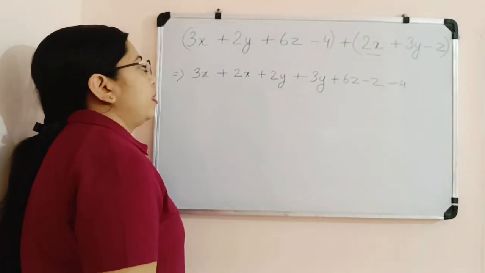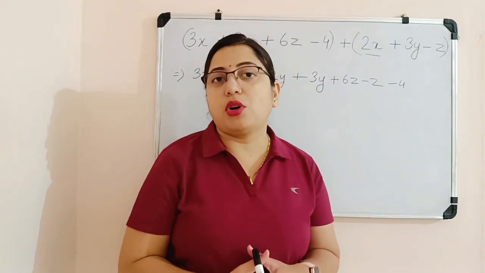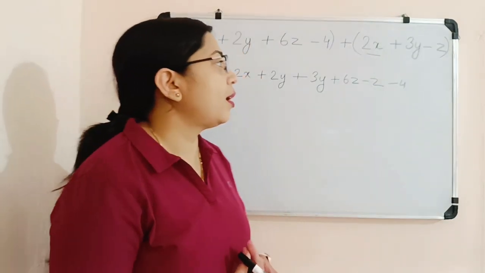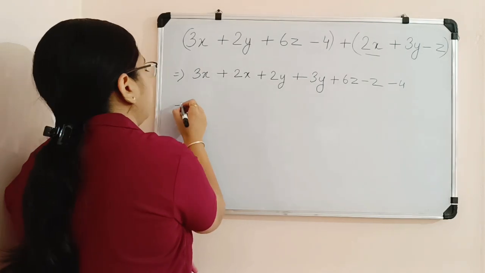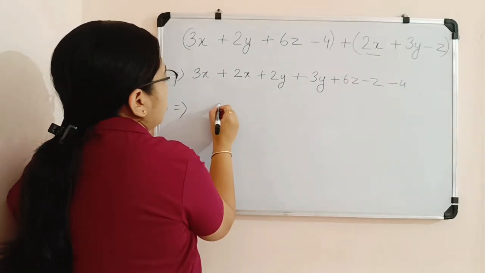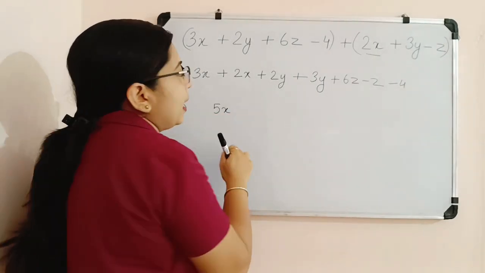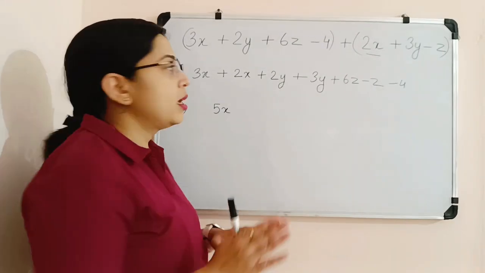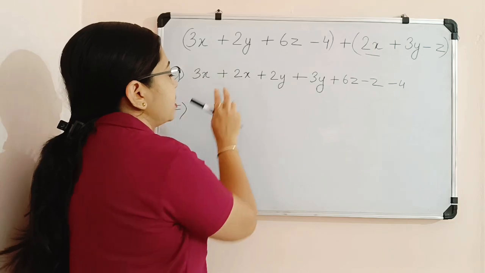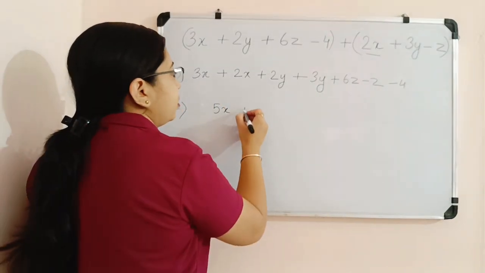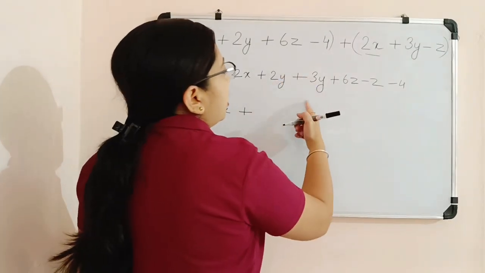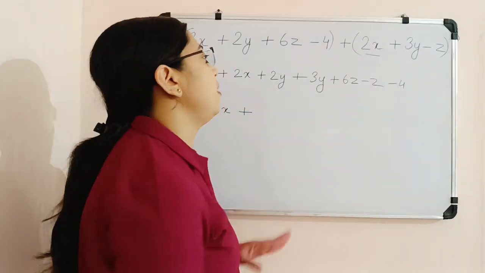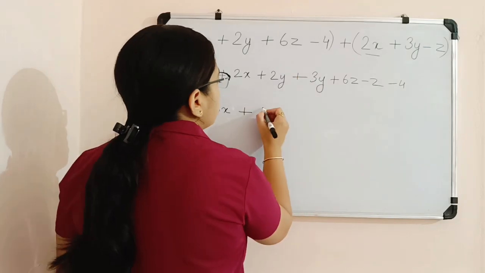No. Okay. Now we have segregated all the terms. All the like terms are separated. Now we have to add them. 3x plus 2x equals 5x. Like we can say 3 apples and 2 apples equal 5 apples. In the same way 3x and 2x are 5x. Next, 2y plus 3y. As we can say that 2 mangoes plus 3 mangoes equals 5 mangoes. In the same way 2y plus 3y equals 5y.